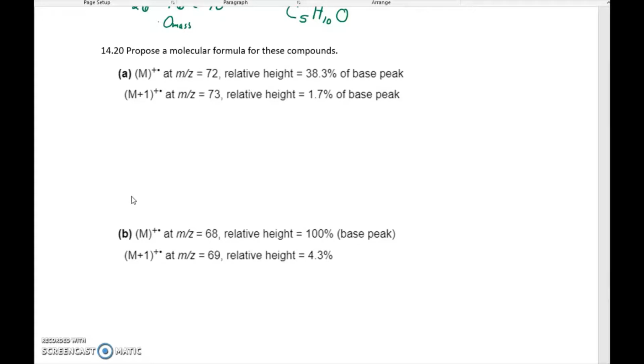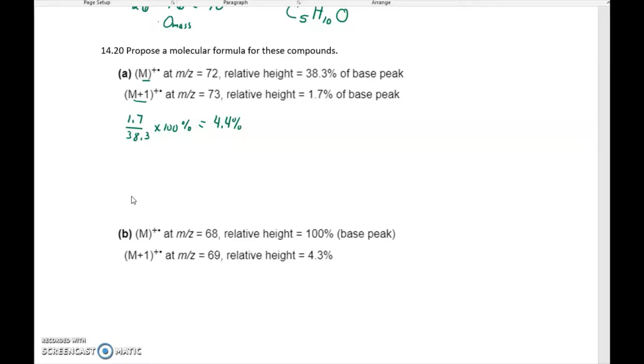Okay, so we need to know the relative height of these 2 peaks. This is our molecular peak, and this is our M+1 peak. We'll take our 1.7, divide it by 38.3 times 100%, and that's going to give us, I got my math worked out over here, 4.4. That's the relative height of the M+1 versus the M.